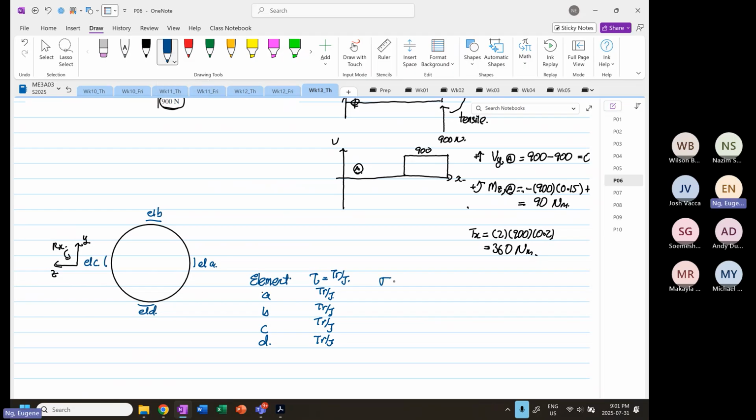And if you look at the normal stress, which is equal to Mz over Izz multiplied by y, elements A and C will be equal to 0. Element B will be Mz over Izz multiplied by y. Element A will be negative, and element D will be positive.